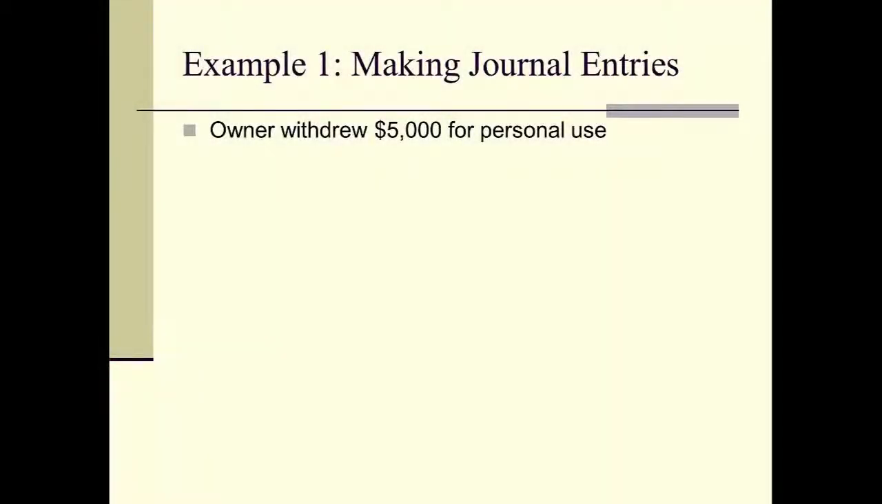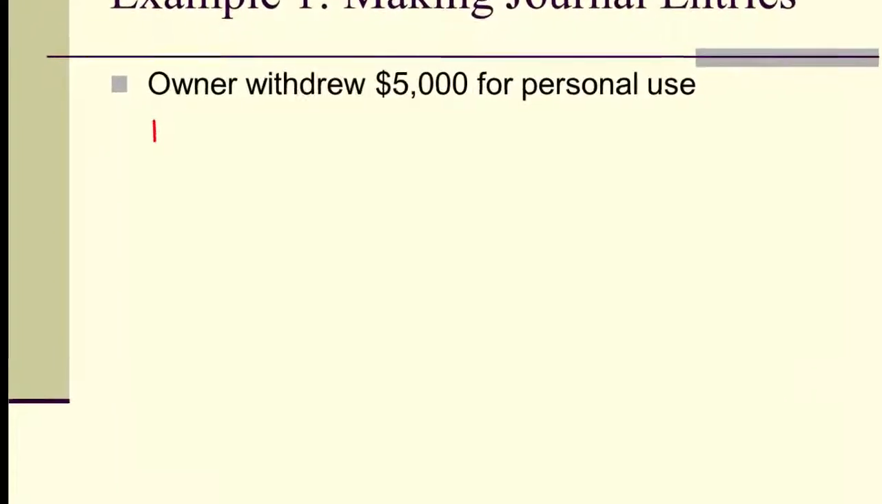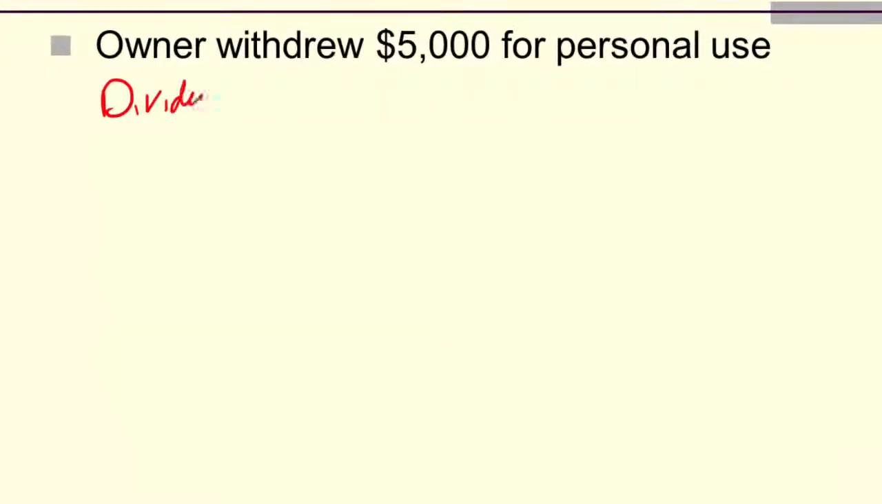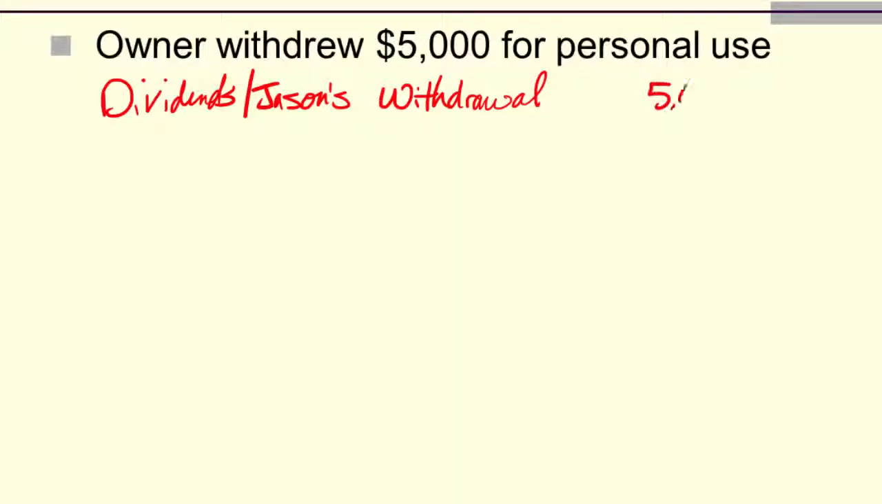So in this case, we have some kind of a withdrawal. If this is a corporation, then we're going to debit dividends. If it's a sole proprietorship or partnership, then it's usually named after the owner and given a clever name. Owner's withdrawal. And since they withdrew $5,000, our cash is going down.